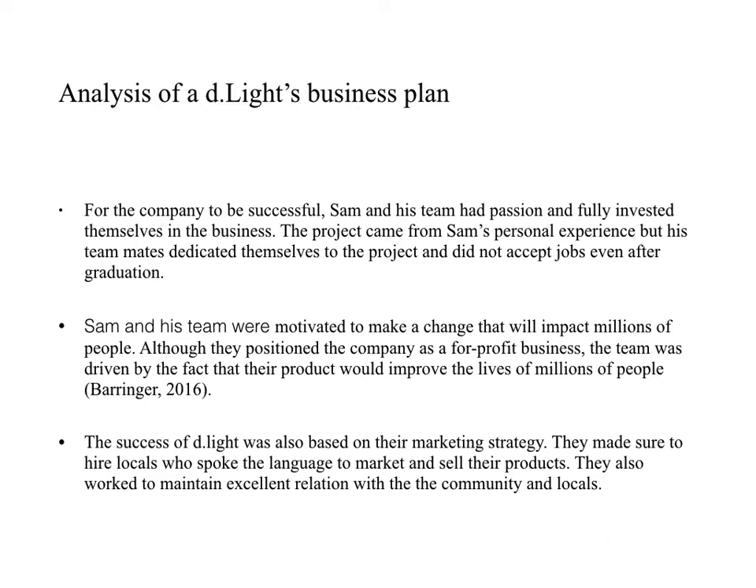Sam and his people were also very motivated because they were planning on making a change that would impact millions of people. It is true that the company was positioned as a for-profit business, but the team was driven by the fact that the product they were developing would improve the lives of more than 100 people by 2020.